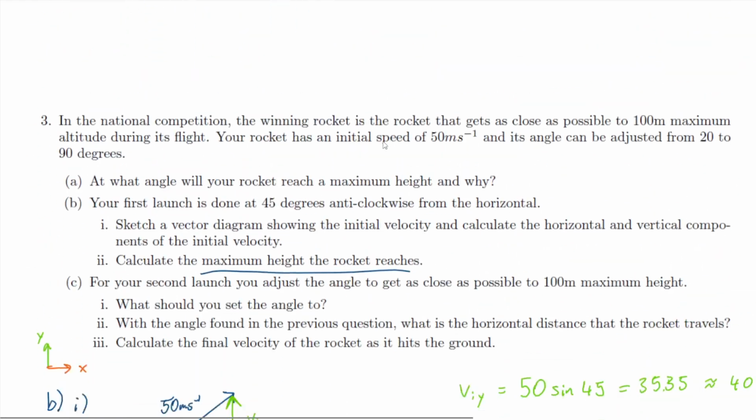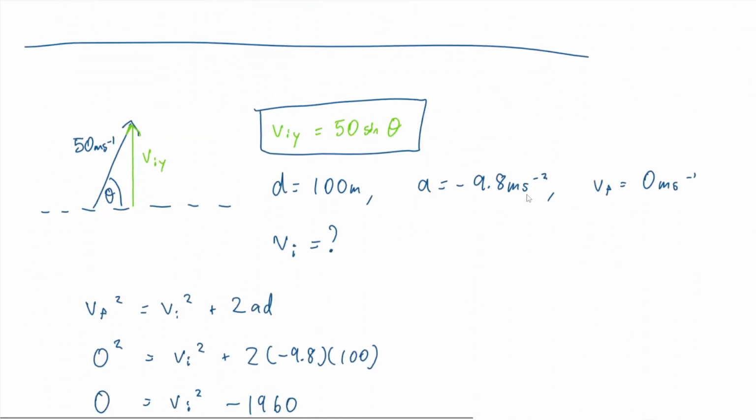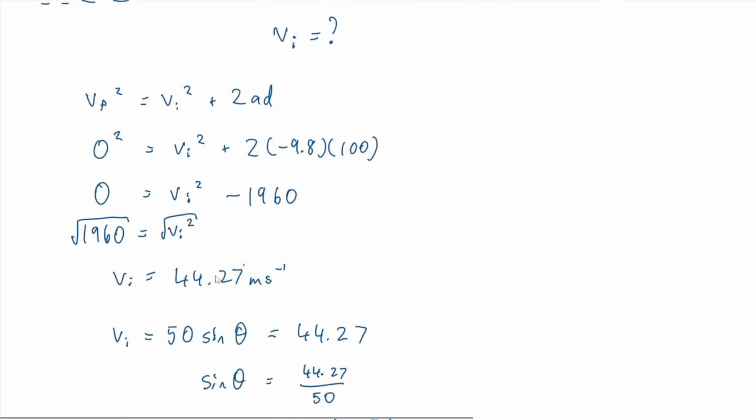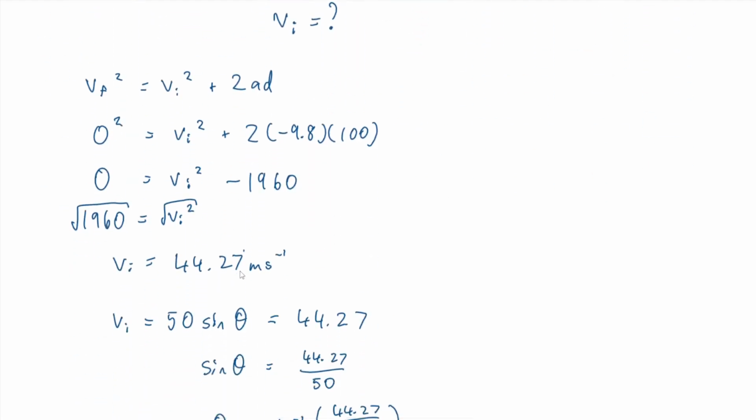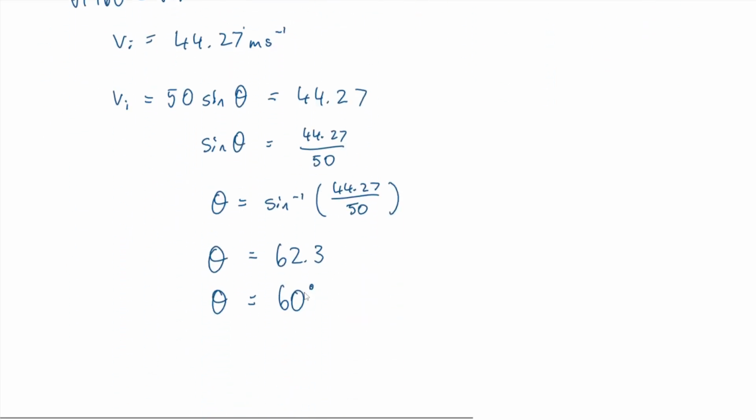So let's recap that question. We were looking for an angle to reach a certain height. So one of the parameters we were given was d as 100. Since it's in the vertical direction, we were also given acceleration, and since it's a maximum height, we were given final velocity. So we were able to solve for the initial vertical velocity, VI, and it came out to be 44.27 meters per second. However, to get the angle, we had to use the relationship of 50 sine theta, right? And then a bit of trig to find the answer.